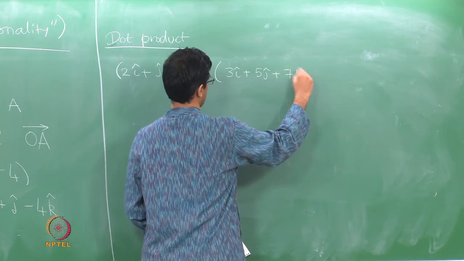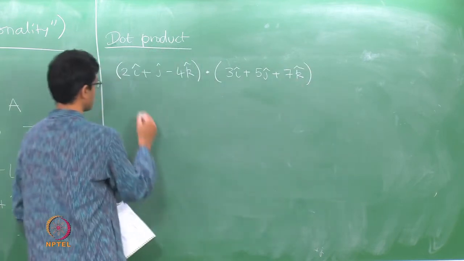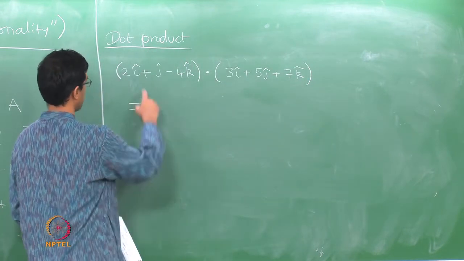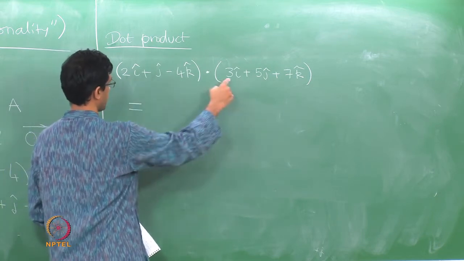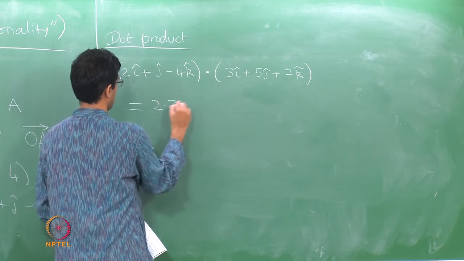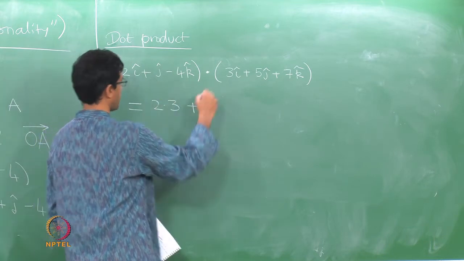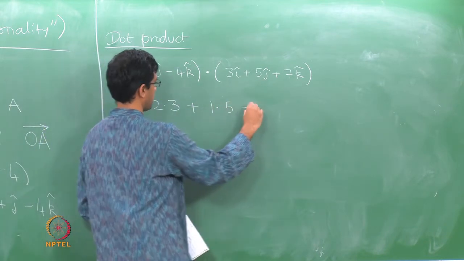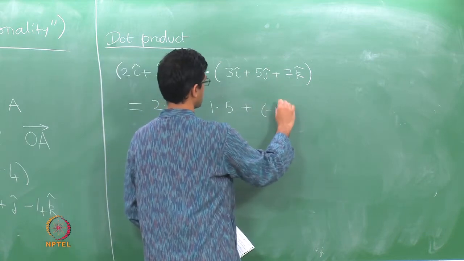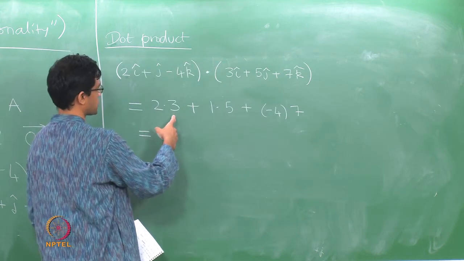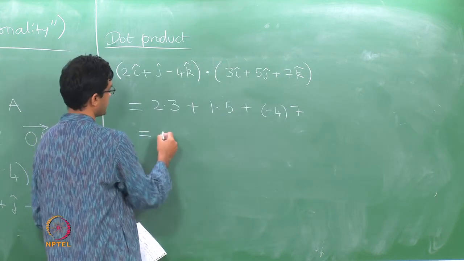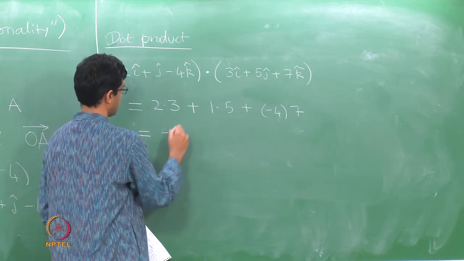Here is another vector. The dot product of these 2 vectors is defined as follows. You multiply the x components together, that is 2 times 3, plus the y components, 1 times 5, plus the z components, minus 4 times 7. So that's 6 plus 5, 11, minus 28, so that's going to be minus 17.